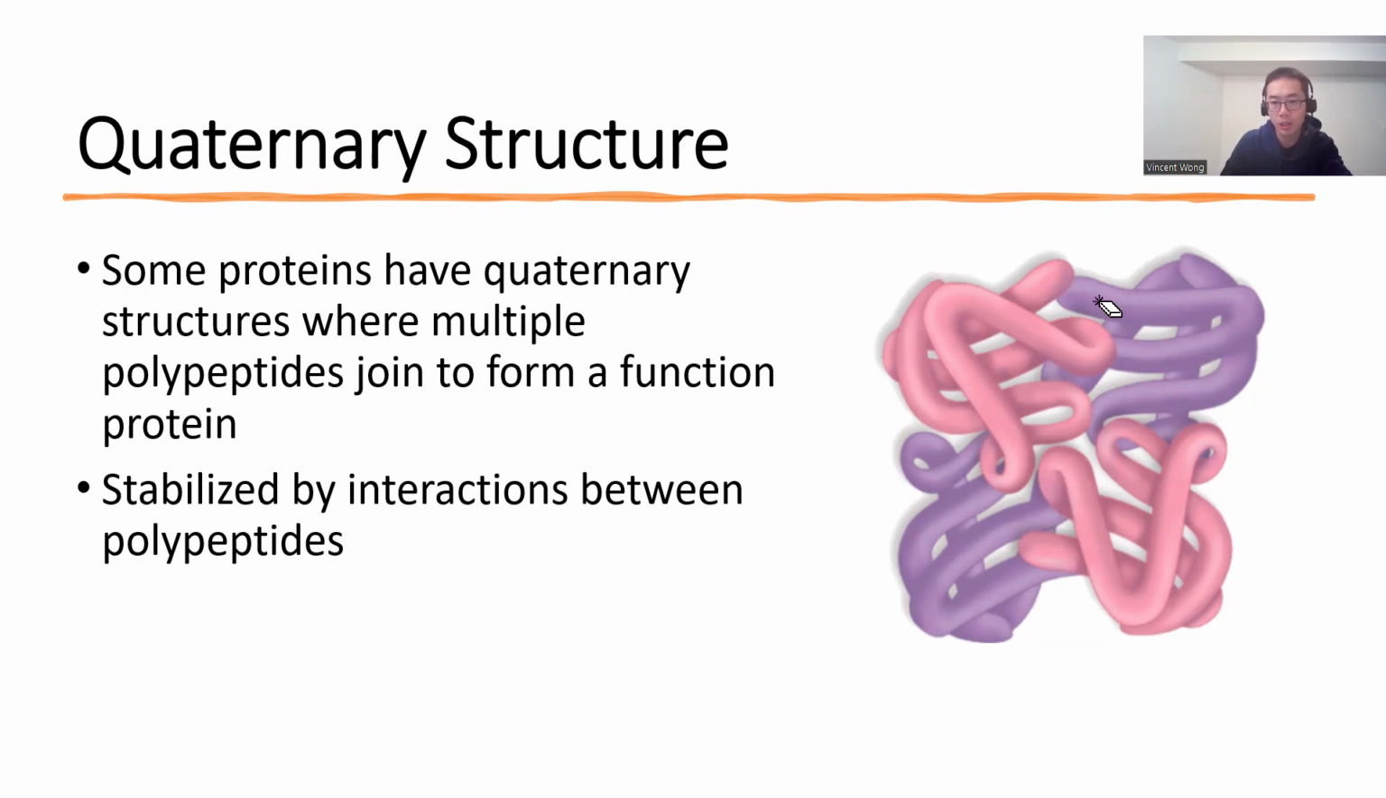So this molecule here is something that we will come back to several times in the course. This is called hemoglobin. Does anybody know what hemoglobin does? Transport oxygen, that's right. So this particular molecule contains 4 polypeptides. So 1, 2, 3, and 4, right? And that would be the quaternary structure.